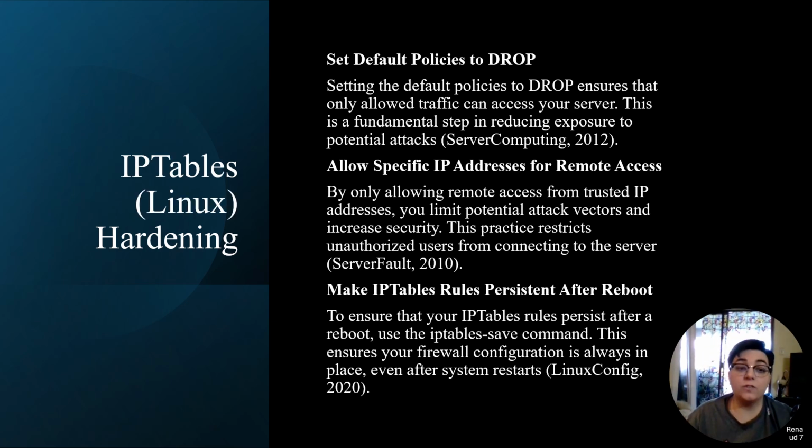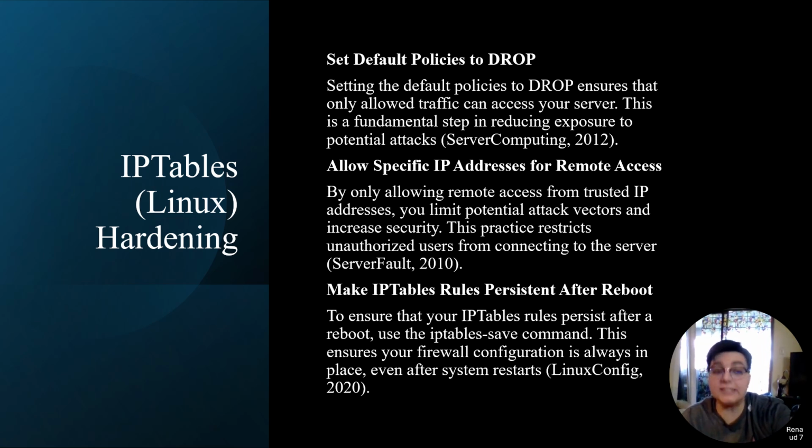You start by setting default policies to drop, which blocks all traffic unless explicitly allowed. This establishes a secure baseline and minimizes unauthorized access. To further enhance security, restrict remote access to specific IP addresses. Limiting login attempts to trusted resources reduces the risk of brute force attacks. Finally, ensure your IPTables rules persist after reboots by saving and restoring them. This prevents any accidental lapses in protection.